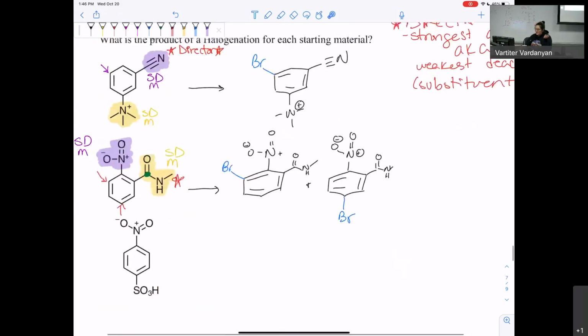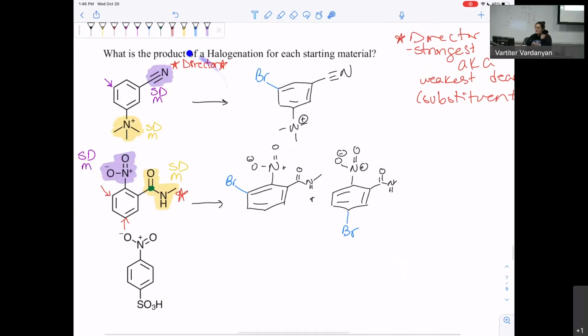Similarly, let's go back to one we've already done. If this was a Friedel-Crafts reaction instead of a halogenation, would that happen? No, because there's a strong deactivator. Cool. Sort of kind of makes sense-ish?